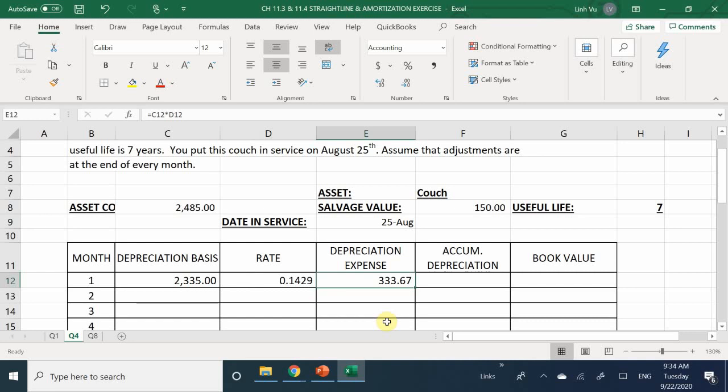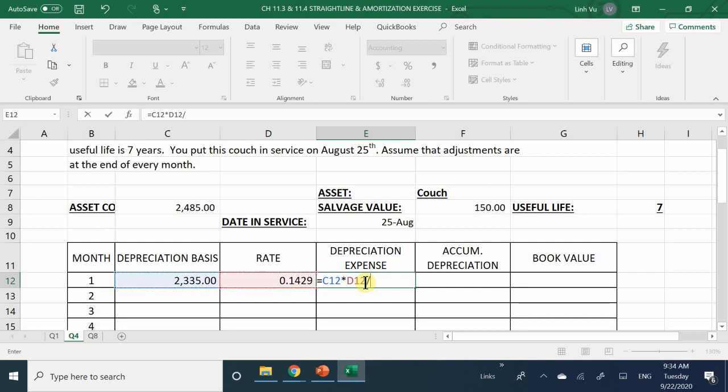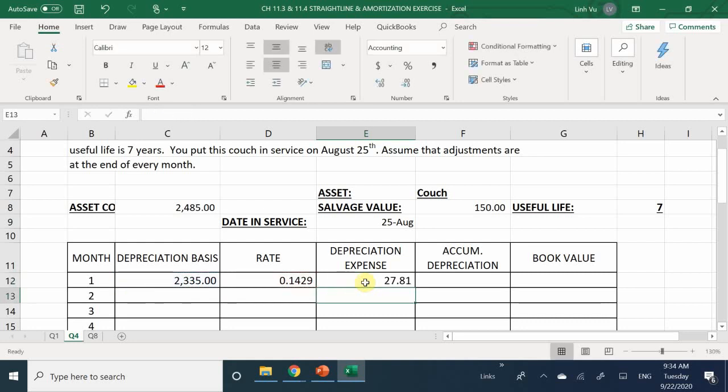333.67 divided by 12. Exactly. That's it. The figure we have is based on a 1 year. Yes. So 27.80 divided by 12, and we get $27.81 per month. We're not dealing with partial years per se because we're dealing with a month-to-month basis.